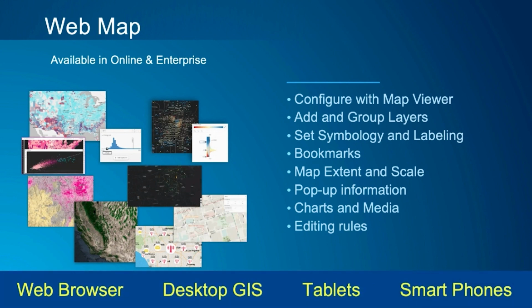You can use it in web apps on browsers. You can bring this into a desktop GIS. You can use this in applications on tablets and smartphones. So it's a core foundational piece to get you started in building applications, is to define how that map is going to look. The map then will look the same in many different places once you've defined it.